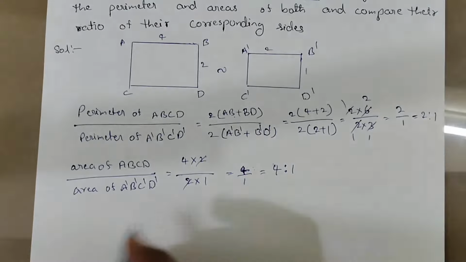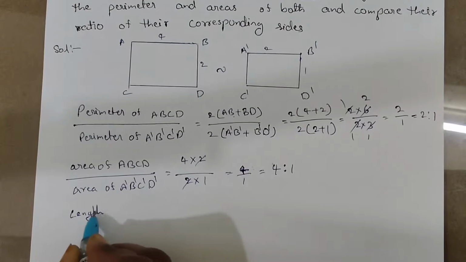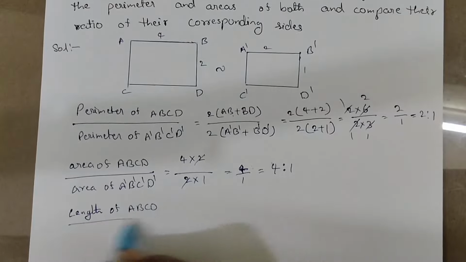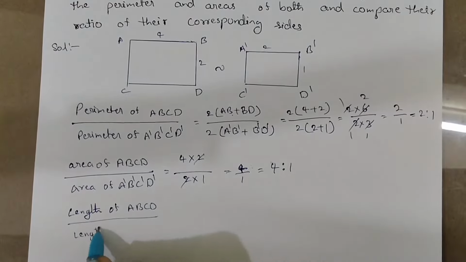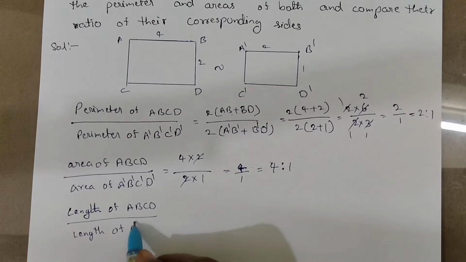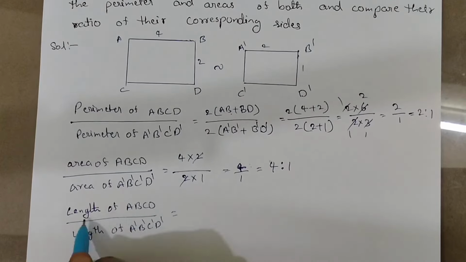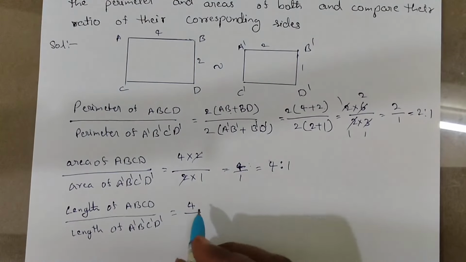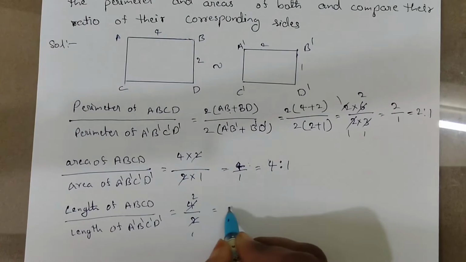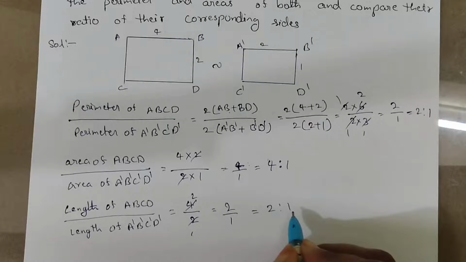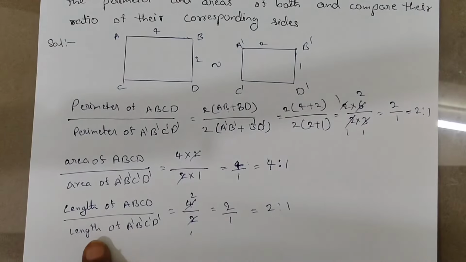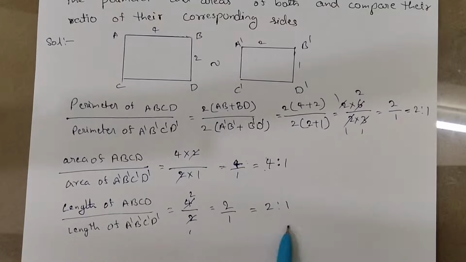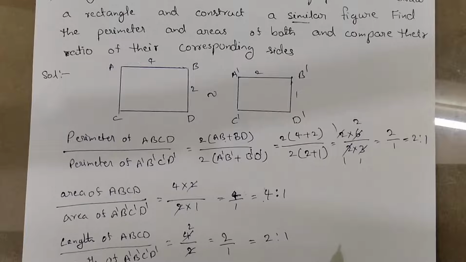Now we compare the lengths. Length of ABCD by length of A dash, B dash, C dash, D dash. Length is 4 centimeters by the length of this one, that is 2. The 2s cancel, so 2 by 1. We write the ratio form: 2 is to 1. This is the ratio of lengths. Here we write the ratio of perimeters, ratio of areas, and ratio of lengths. So this is the complete answer to the sixth one.